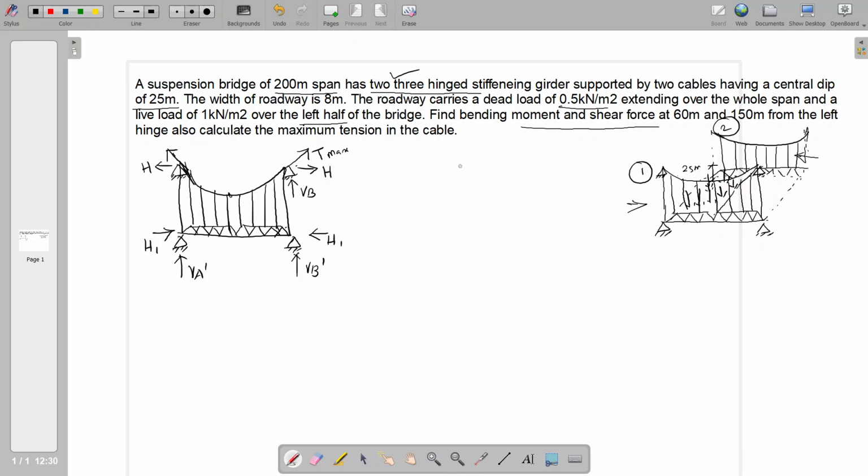So our analysis should be done as follows. First one is girder analysis. Second, the girder load can be converted into equivalent UDL, or we can proceed. So first one is girder analysis, second one is cable analysis, because the load from the girder is transferred to the cable, so you have to analyze the beam first.